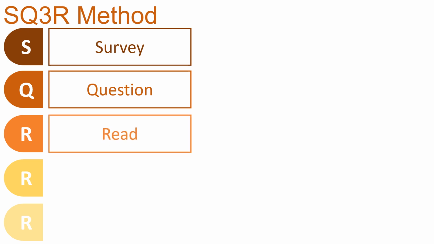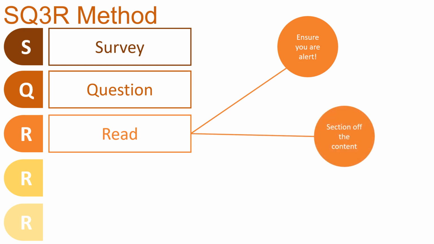Now, we read. Only read when you're alert. Otherwise, you may not retain all the information provided in the chapter. Read one section at a time. Only you know how much you can comfortably read at one time. If you need to take breaks between paragraphs or subheadings, take them. Remember those questions you wrote down? Search for those answers as you navigate through the text.